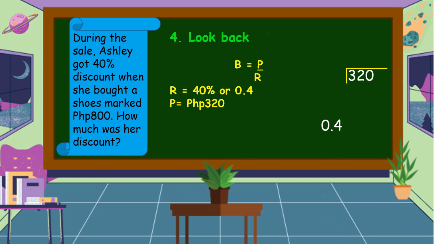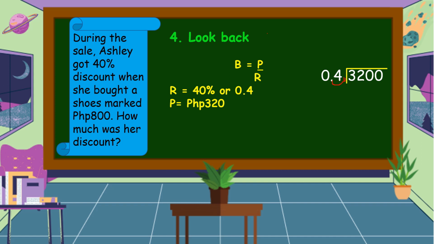320 divided by 4/10. So, bago tayo mag-divide, gagawin muna nating whole number ang ating divisor by just moving the decimal point one decimal place going to the right. Then, yung 4/10 natin ay nagiging 4, at saka ang 320 ay dagdagan natin ng isang 0. It becomes 3,200. Then, let's divide.